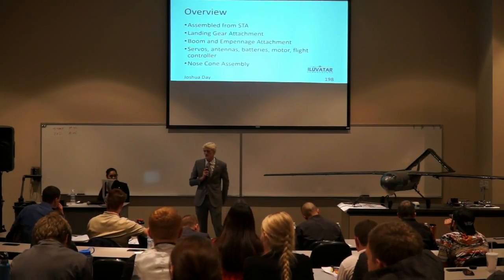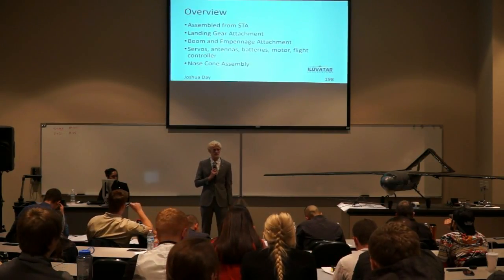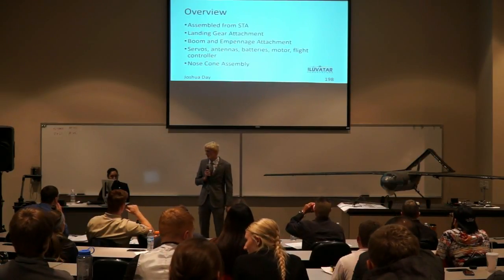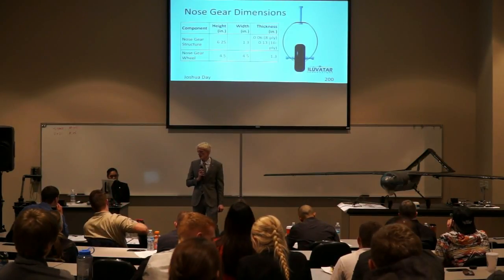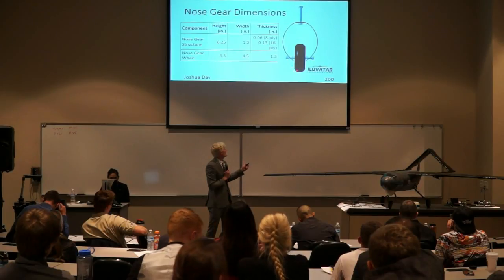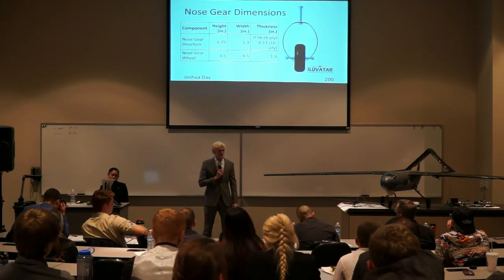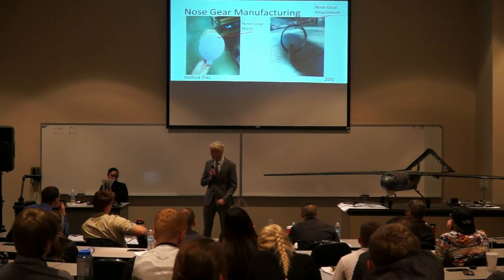The FTA was assembled from the STA, as we previously discussed, by attaching the nose cone, the landing gear, and the empennage. The landing gear was manufactured. The nose gear, as shown here, was originally designed as such. We ended up changing the design just slightly by adding a flange along this bottom section to make it easier to apply an axle for the wheel.